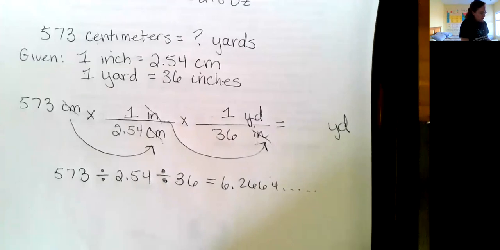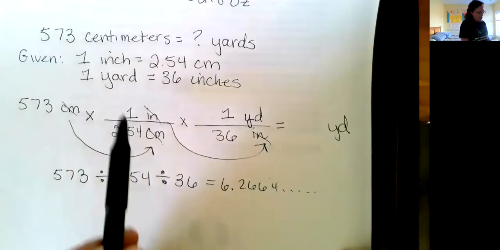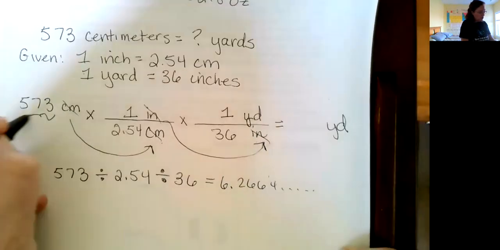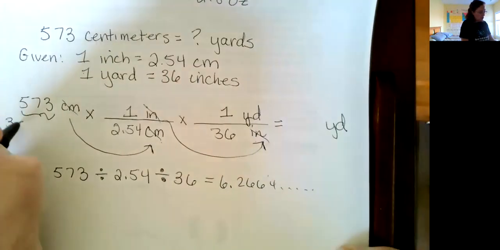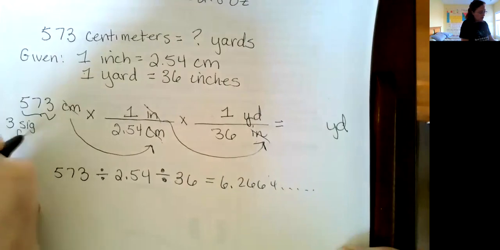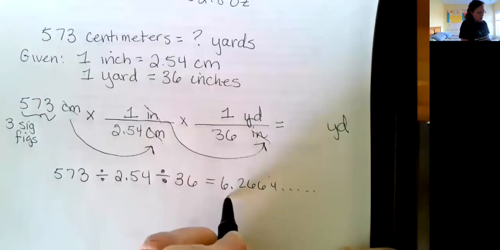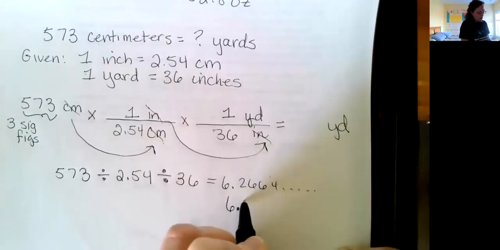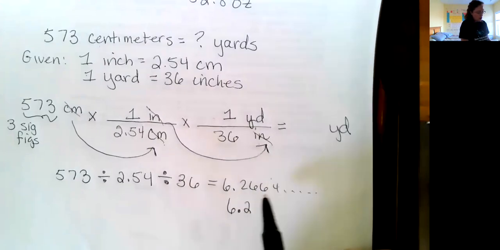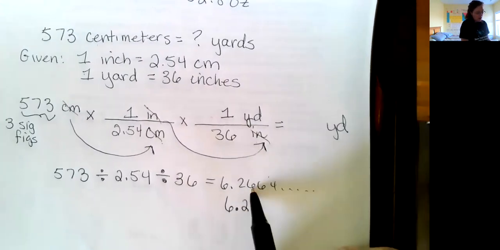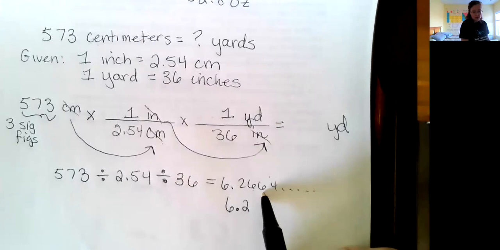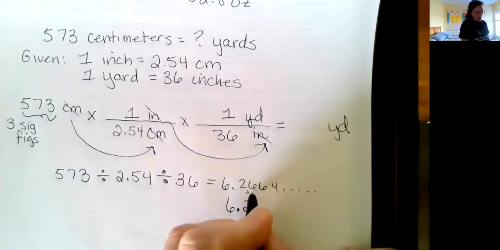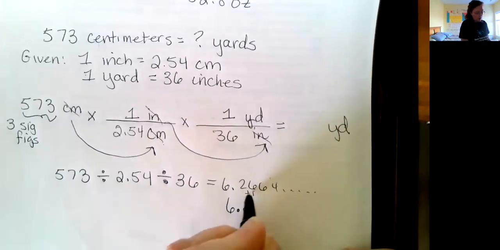What should we do now? All right, these guys are standard values. I'm not going to worry about those. 573 has 3 sig figs. That means I'm going to keep the 6. I'm going to keep the point. I'm also going to keep the 2. For my third significant figure, I need to look next door. 6 is 5 or more, so I will round up. I'll add 1 to that 6.